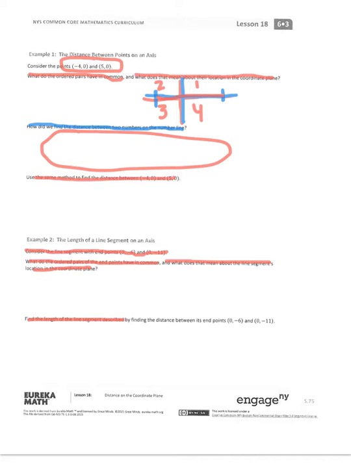Next, find the length of the line segment described by finding the distance between its endpoints 0, -6 and 0, -11. Now, some of you might think, oh, I just need to do the absolute value of 6 and the absolute value of 11 and then add them together. That's not true. It works sometimes, but only if they're on different sides of the axis. If you notice, it says -6 and -11. How far is it from -6 all the way to -11? You have to count how many segments there are in between those two.